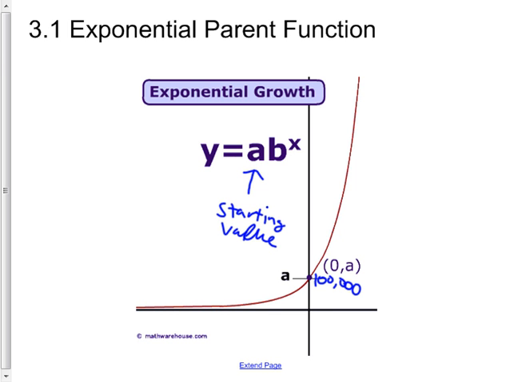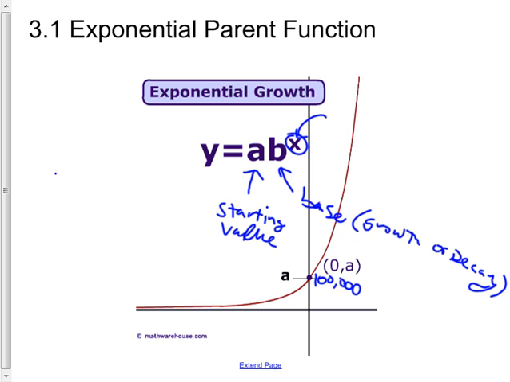So the number here is called the base. And it tells you if it's growth, if it's a number bigger than 1, or decay. And the fact that it's got an x in the exponent is how you know it's exponential. Things are exponential if they have an x in the exponent. The x isn't supposed to be down low, it's supposed to be up here in the exponent.